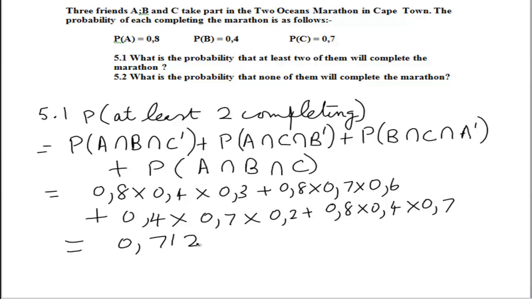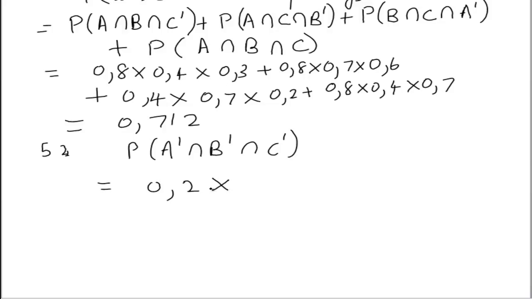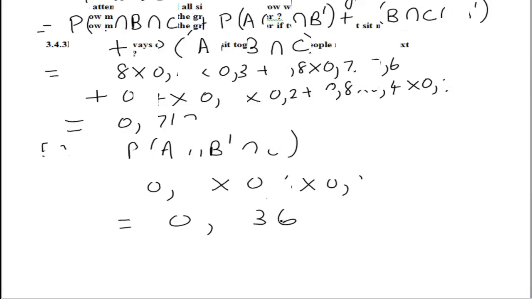Now 5.2 says, what is the probability of none of them completing the marathon? The probability of none of them completing the marathon is the probability of A not completing, B not completing, and C not completing, which means 0.2 times, and B not completing will be 0.5, and C not completing will be 0.7, and the answer is 0.07. And that takes care of that problem.